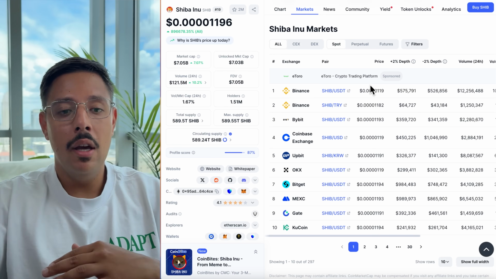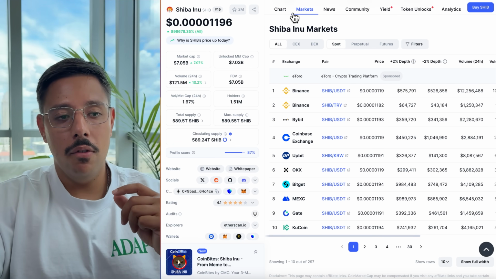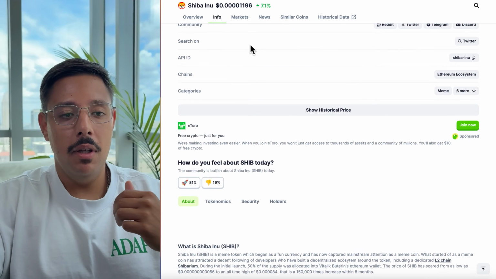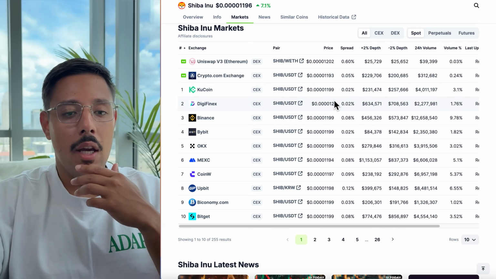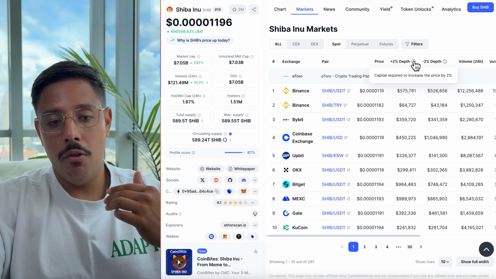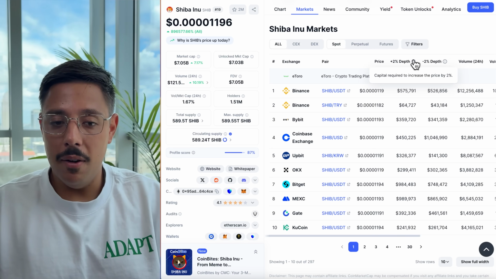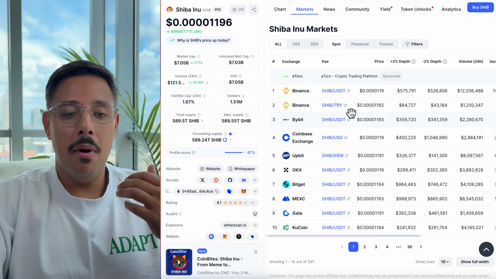So please take notes, take your time, but on both websites, you can click the tab called markets. So for example, we were here, I clicked markets. And if I come over here to Shiba Inu, same thing. On CoinGecko, this is CoinGecko, you click markets. And right here, you could see a +2 and -2 depth. If I put my cursor over it, it says capital required to increase the price by 2%. So as you can see right here, these are all different exchanges where you could buy Shiba Inu.